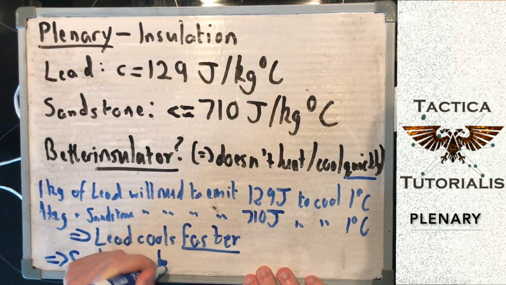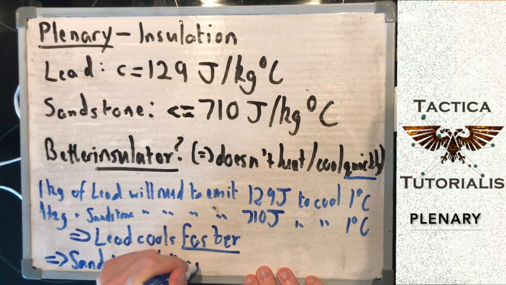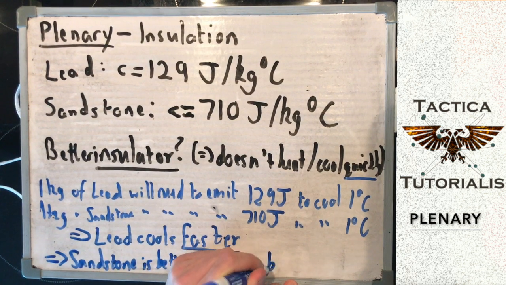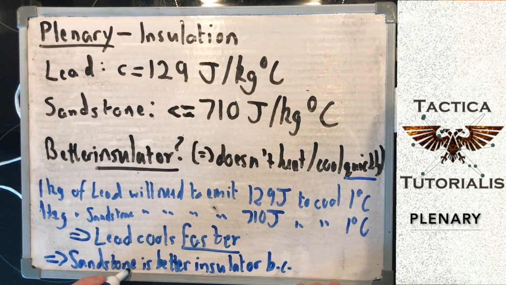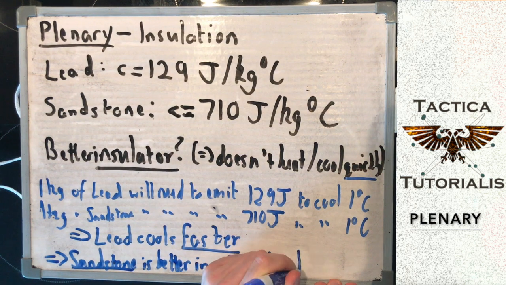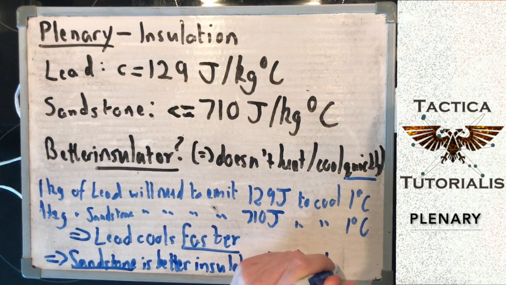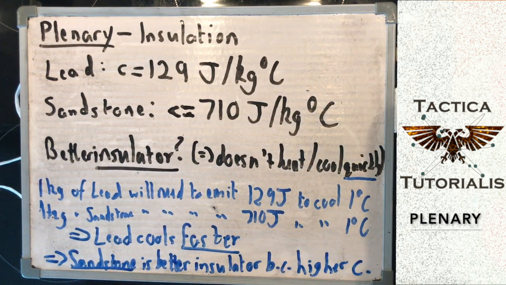is the better insulator because, now you could write a longer form answer here, but the real short of it is it has a higher specific heat capacity. The sandstone has a higher specific heat capacity, so it will take longer for it to cool down, or you could say heat up.